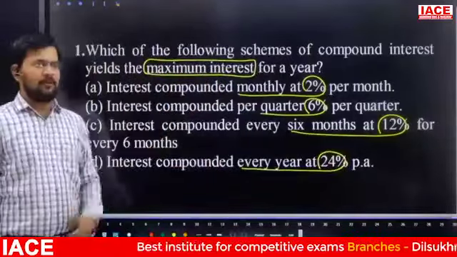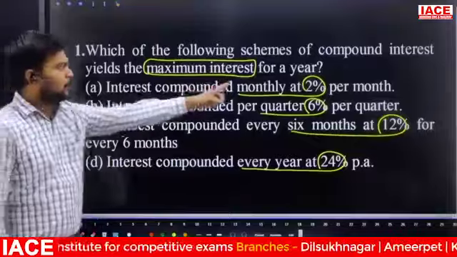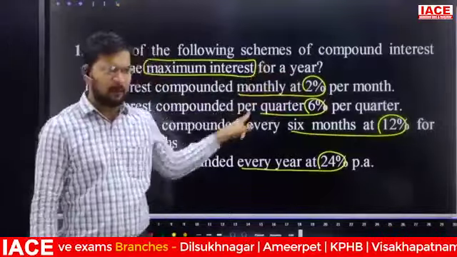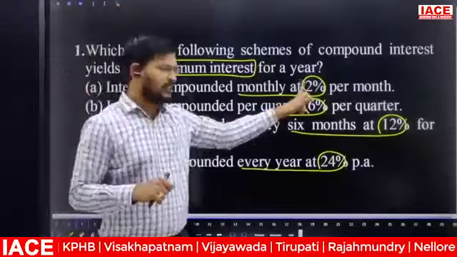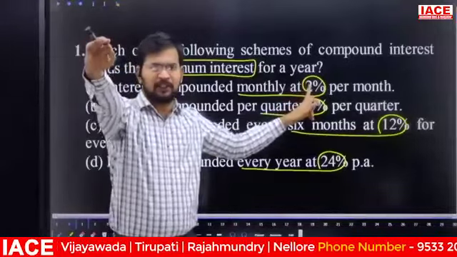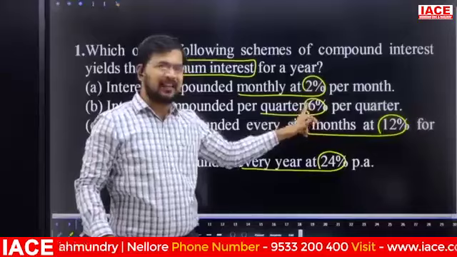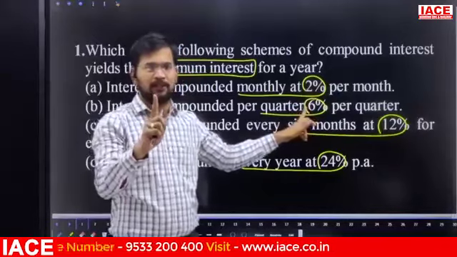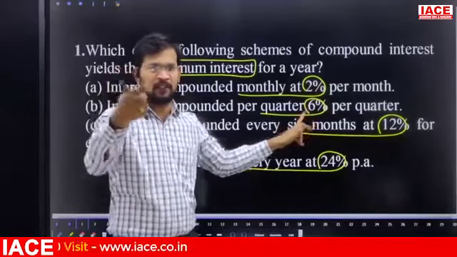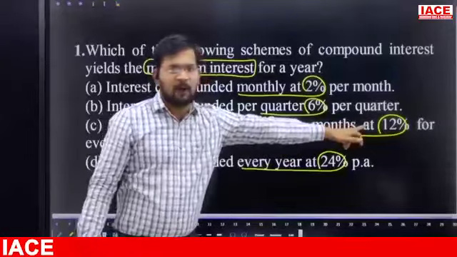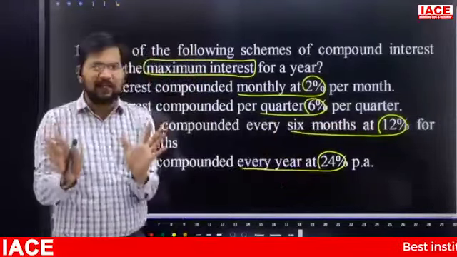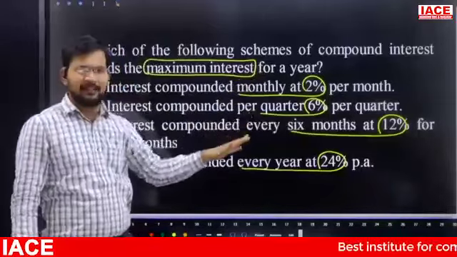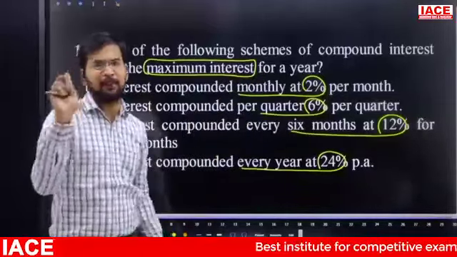So if you observe carefully, per month 2%. Say for example, if it is simple interest, per month 2%, the year is nothing but 24%. Per 3 months, per quarter 6%, per 1 year 24%. Per half year 12%, per year 24%. If it is simple interest, in all the cases we will get the same interest.